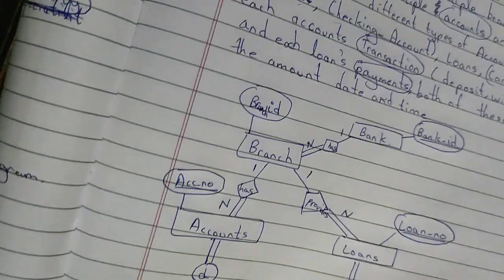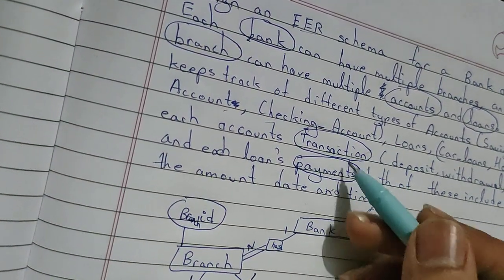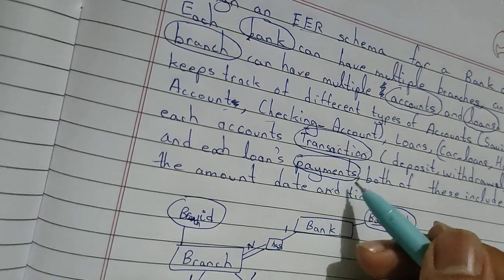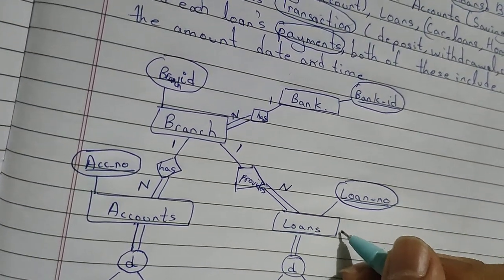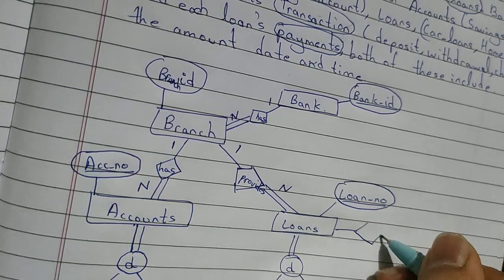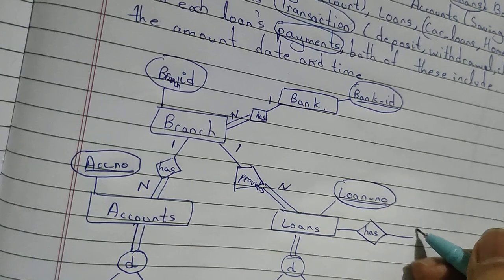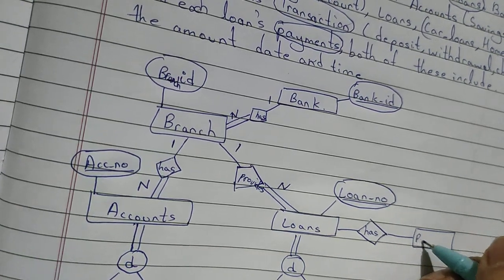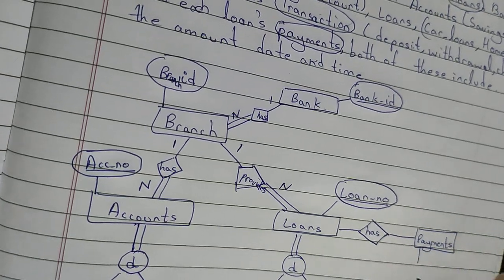Now, what else do we have here? Now we need each account to have a transaction table, and each loan will have its payments table. Let's do the loan's payments table. Okay, so each loan has payments. Okay, so like installments or something.